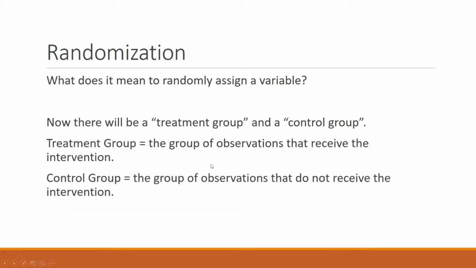Now there will be what we call a treatment group and a control group. The treatment group is the group of observations that receive the intervention. So in this textbook example, all of the students that receive a textbook are in the treatment group. And the control group is the group of observations that do not receive the intervention. So there's now a treatment group and a control group. The treatment group is the group of people that receive the treatment or the intervention. The control group is the group of people that do not receive the intervention.